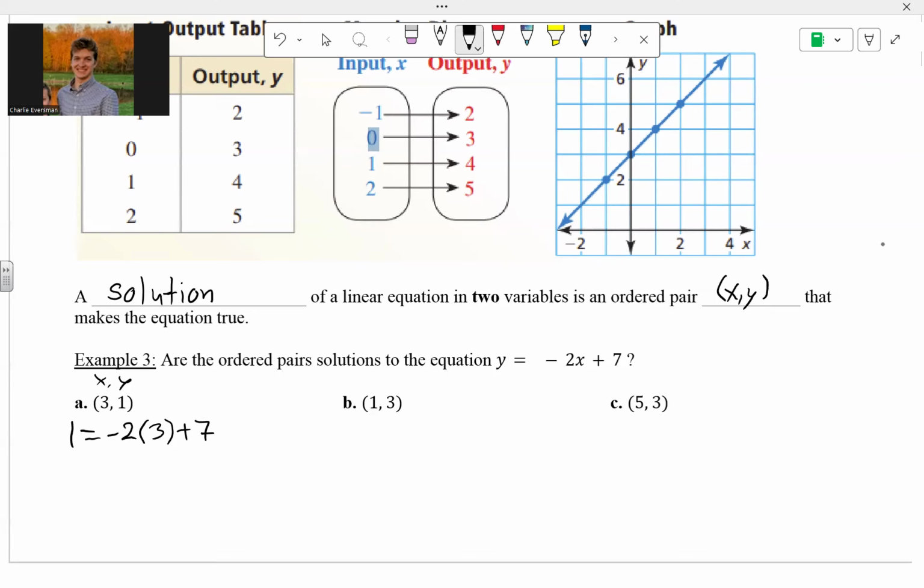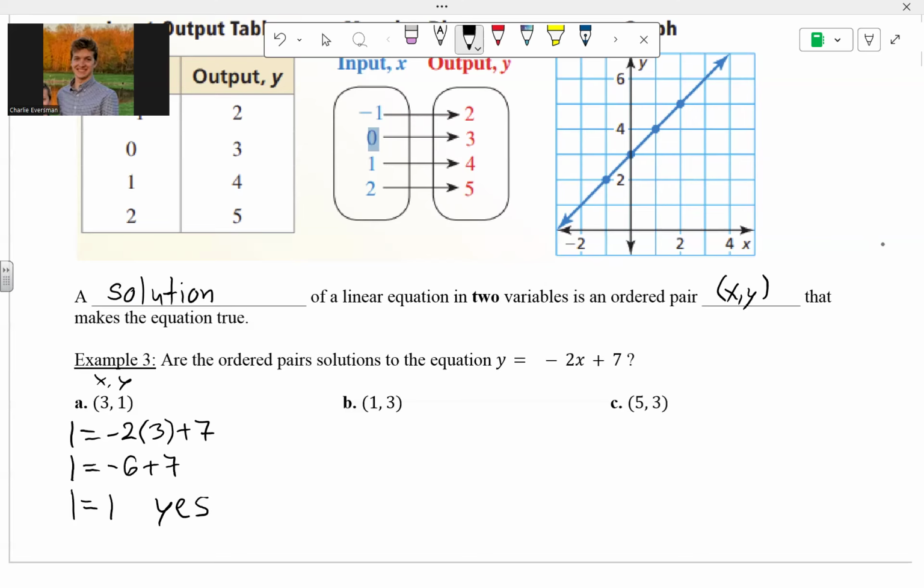I'm given stuff for x and y, so now I just have to make sure that the right side simplifies. I'm only simplifying this side. Negative 6 plus 7, right? And then I add these two, I get just 1. Right, so we say yes, this is a solution. 3, 1 is a solution. Notice I'm using a and not the. There are going to be multiple. I'll talk about that in just a second.